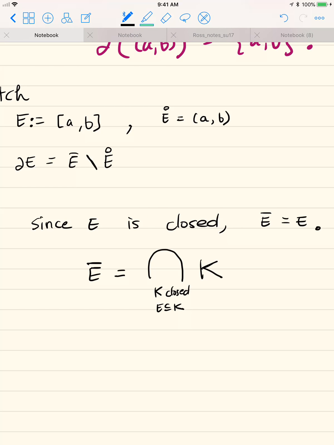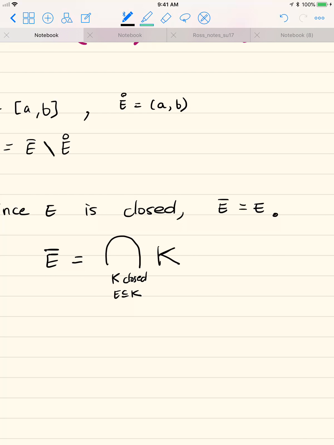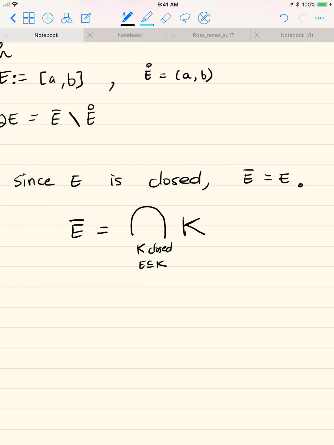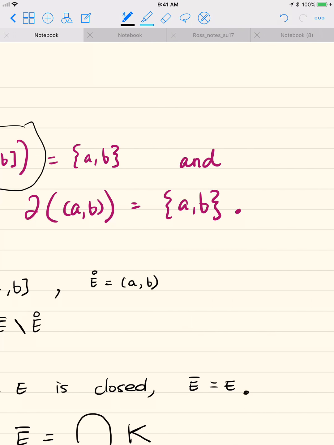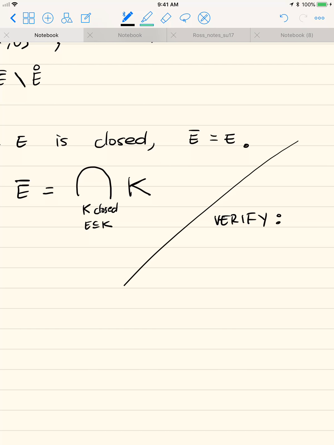Right? So the closure always contains E. E is always a subset of its closure. Does that make sense? Because E is a subset of every K. So this would be something for you to prove. So verify. Sorry, verify. So we'll do this.